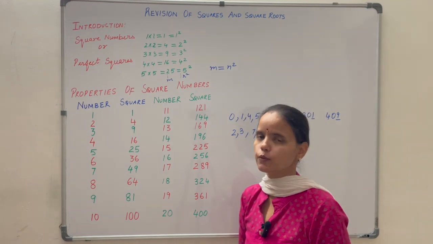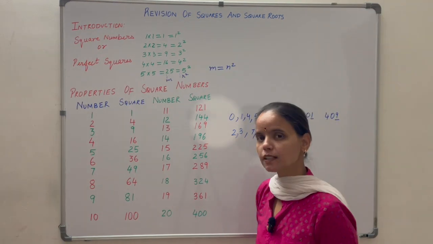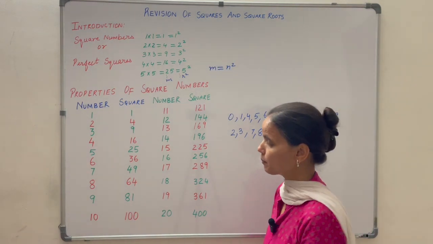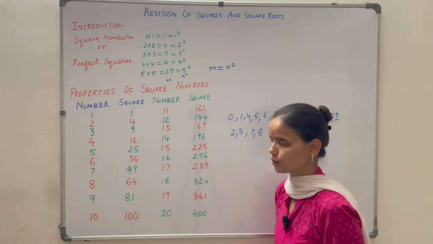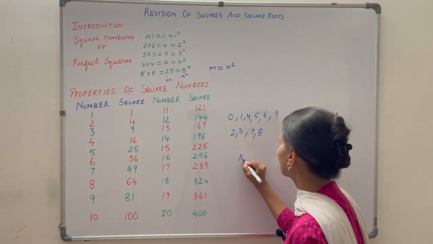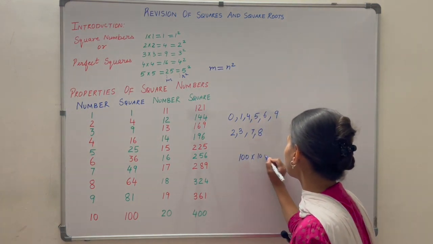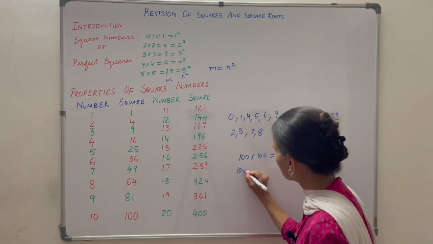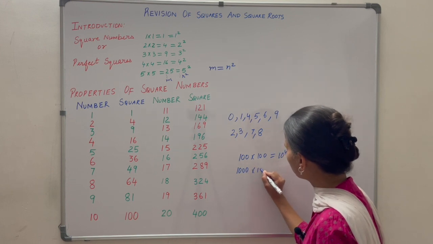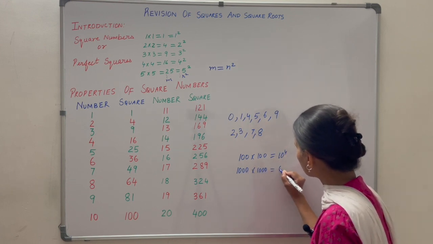So square of an even number is always even. Let us now discuss one more property of square numbers. If the number has one zero, then the square number has two zeros. If the number has two zeros, then the perfect square has four zeros. If the number has three zeros, then the perfect square has six zeros.